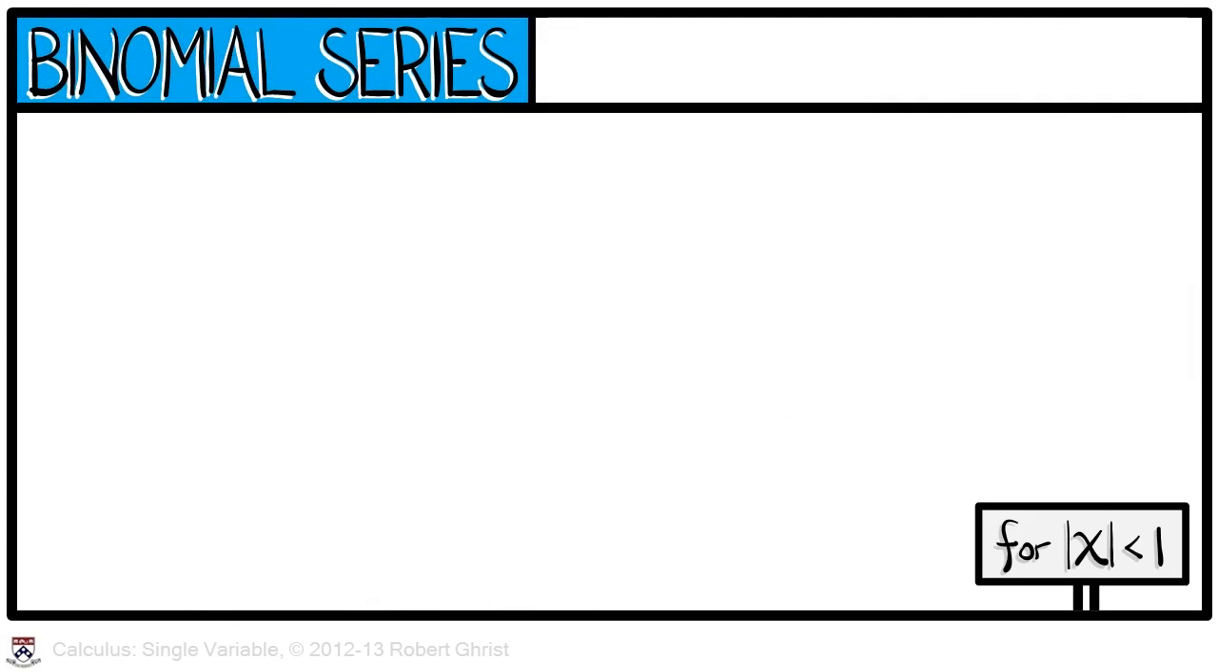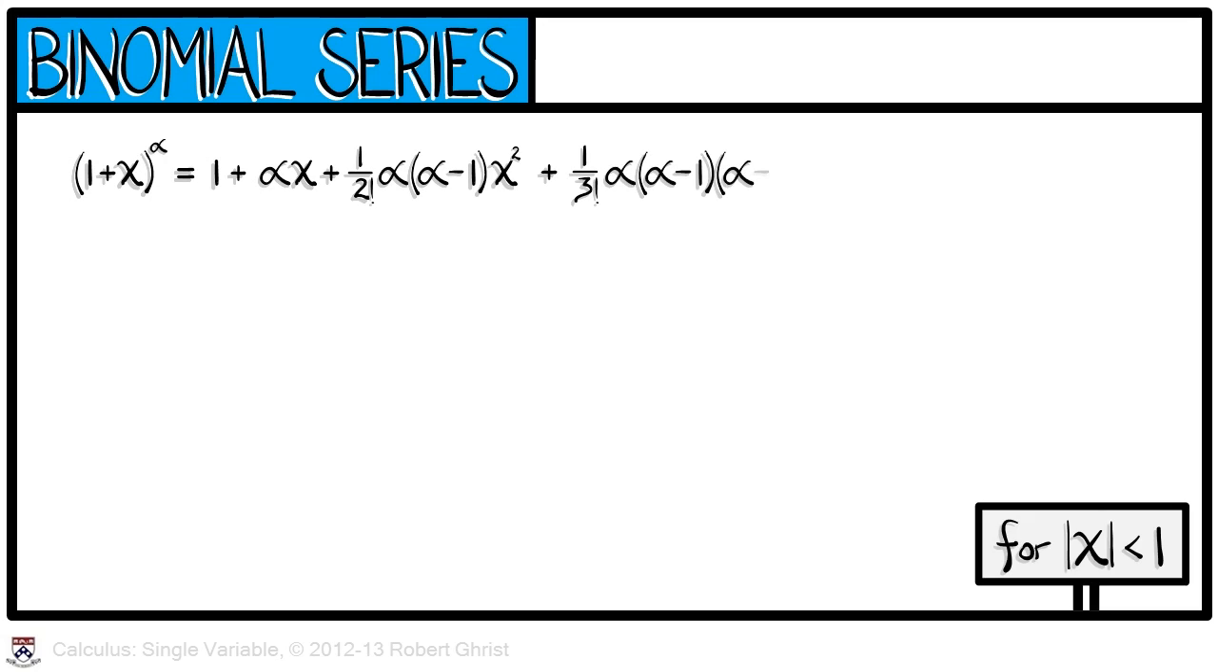There is one last series that will be very helpful to us. This is the binomial series. It is the Taylor series for (1 plus x)^alpha, where alpha is a constant. This series is 1 plus alpha x plus 1 over 2 factorial times alpha times (alpha minus 1) times x squared. Well, there are a lot of other terms here.